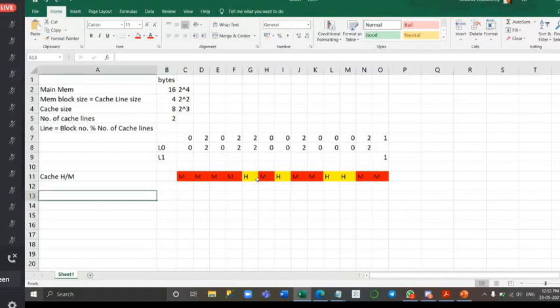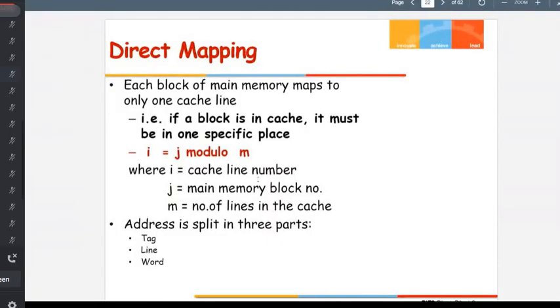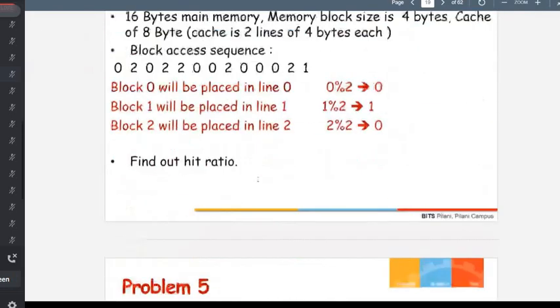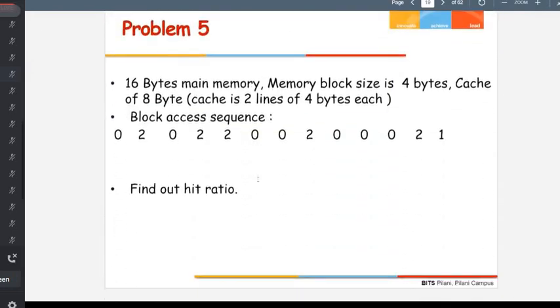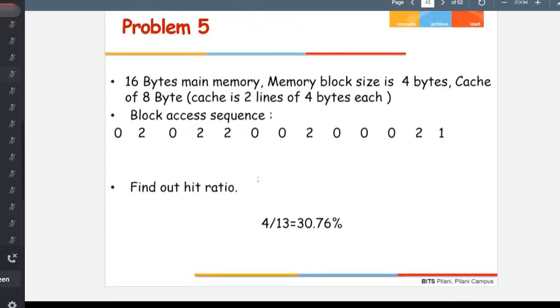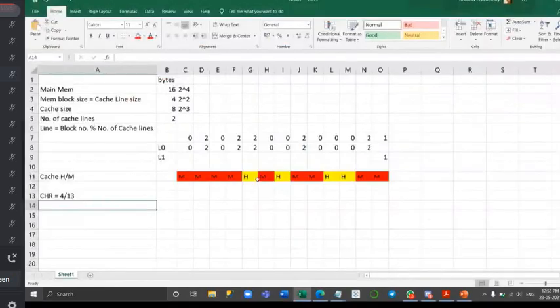So my cache hit ratio is 4/13. You can find the percentage, etc. No worries. I hope the cache hit and cache miss ratio is clear, and how it is checking cache hit and cache miss.